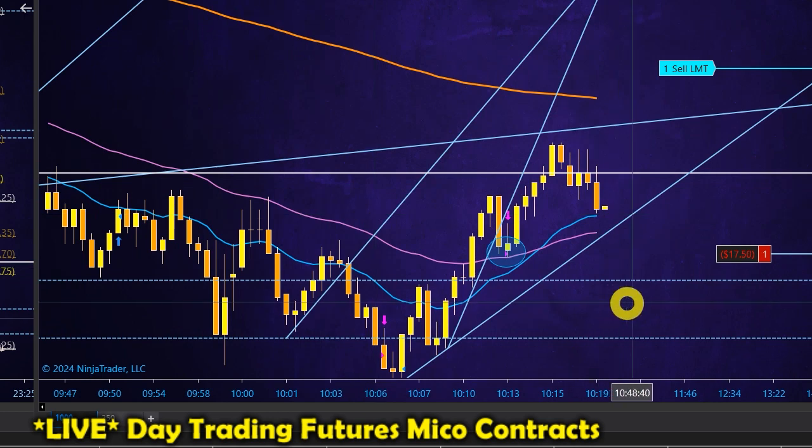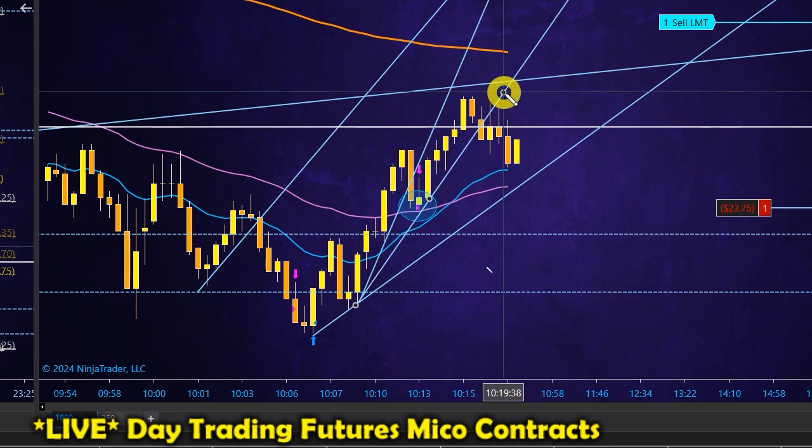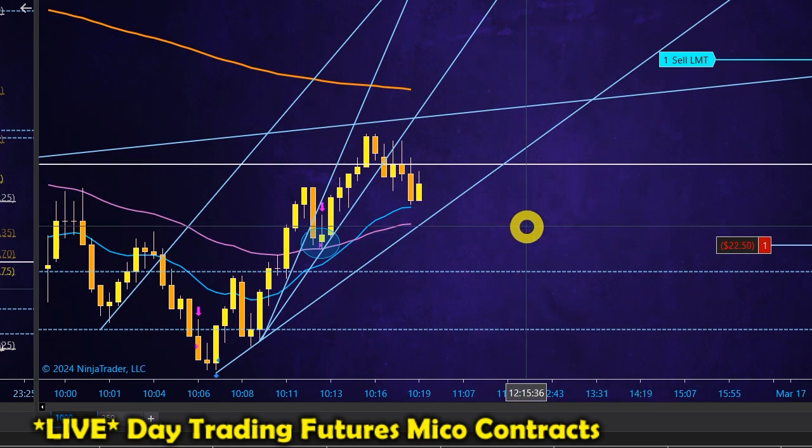All right, so let's see what price does here. Here's another trend line. Possible break. We want it to stay below the previous day's low, and it's toying around that area like it did yesterday.